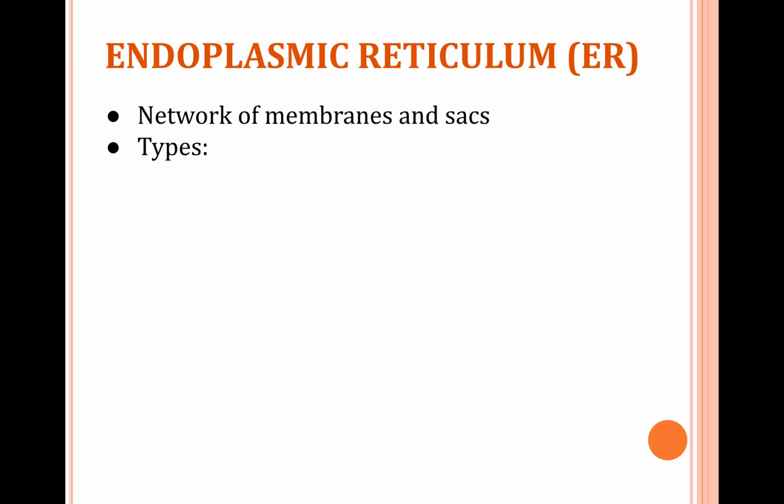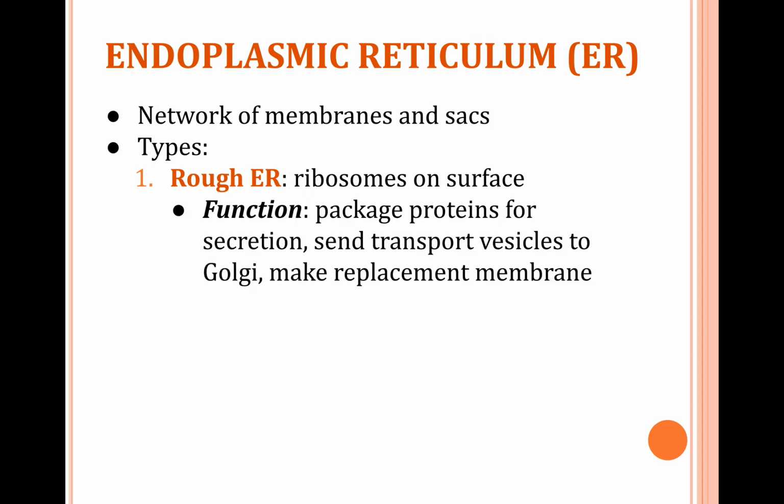First of all, let's talk about the endoplasmic reticulum, also called the ER. It's a network of membranes and sacs, and there are 2 main types, mostly distinguished by their appearance on images seen with electron microscopy. The first type is called rough ER or rough endoplasmic reticulum. In the diagrams you can see that there are ribosomes studded on the surface, so the surface is not smooth, it's rough because of the ribosomes.